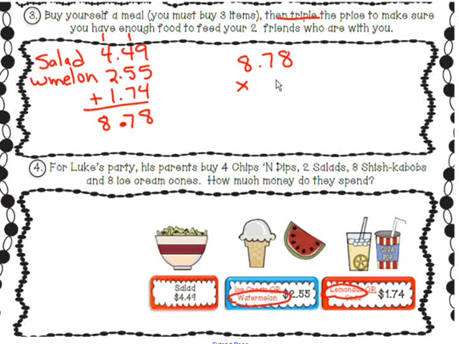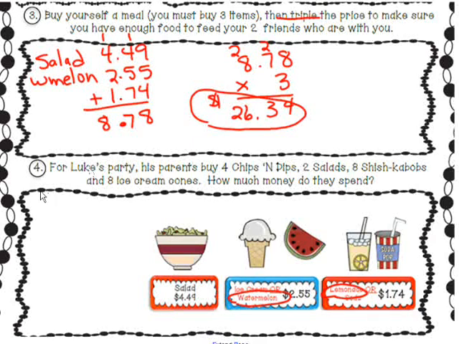That means I'm going to multiply it by 3. We're all going to have the same meal. 3 times 8 is 24. 3 times 7 is 21, 22, 23. 8 times 3 is 24, 25, 26. $26.34 is what I'll need to have if all of my friends are going to eat with me.